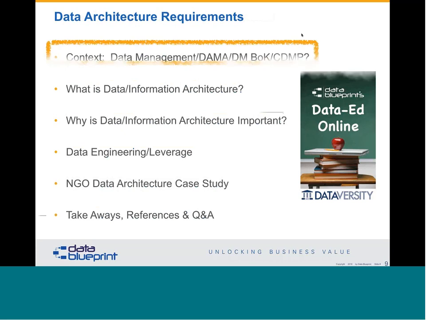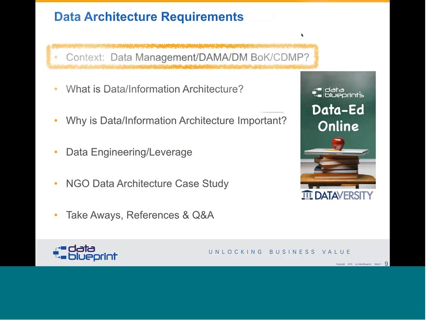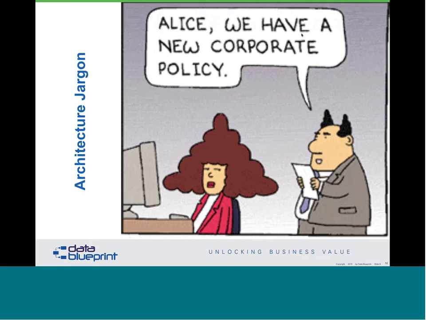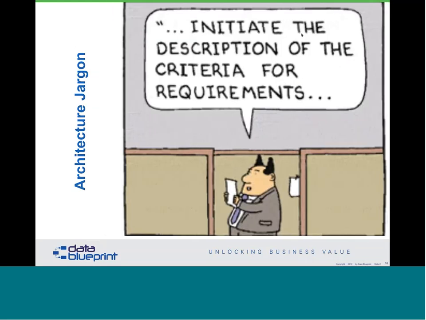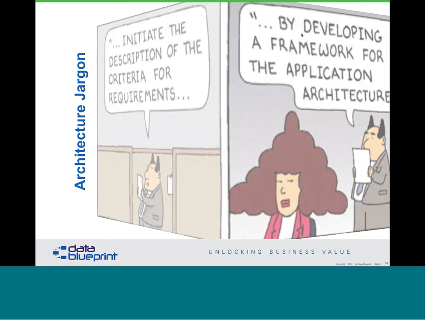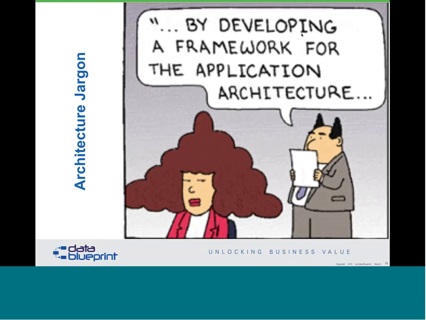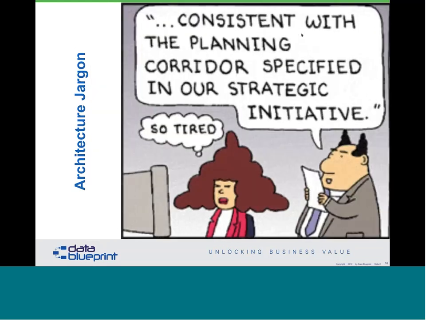So let's get started. First of all, when we look at what's happening out there overall, I like to start out the architecture one with a Dilbert. The PHB says, Alice, we have a new corporate policy, and I quote, initiate the description of the criteria for requirements by developing a framework for the application architecture that is consistent with the planning corridor specified in our strategic initiatives. I'm willing to bet that most of you have a memo somewhere in your organization that says something like that. You'll remember Alice is the smart engineer.